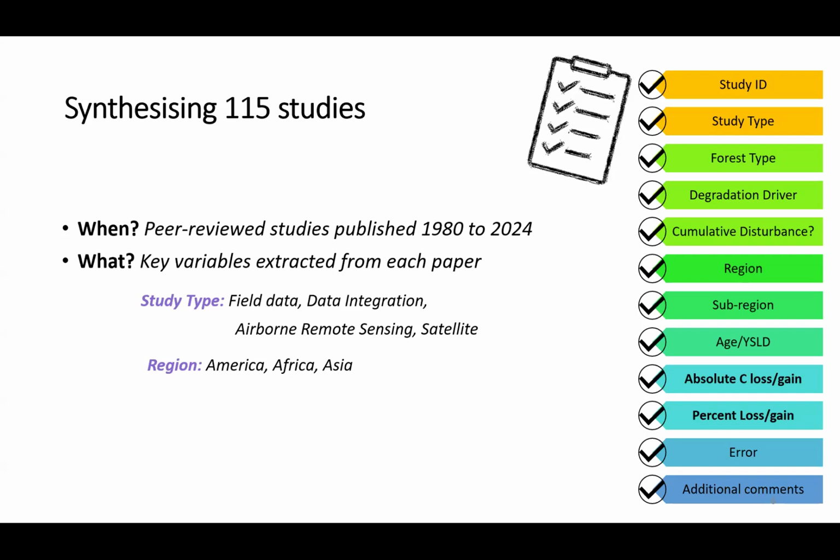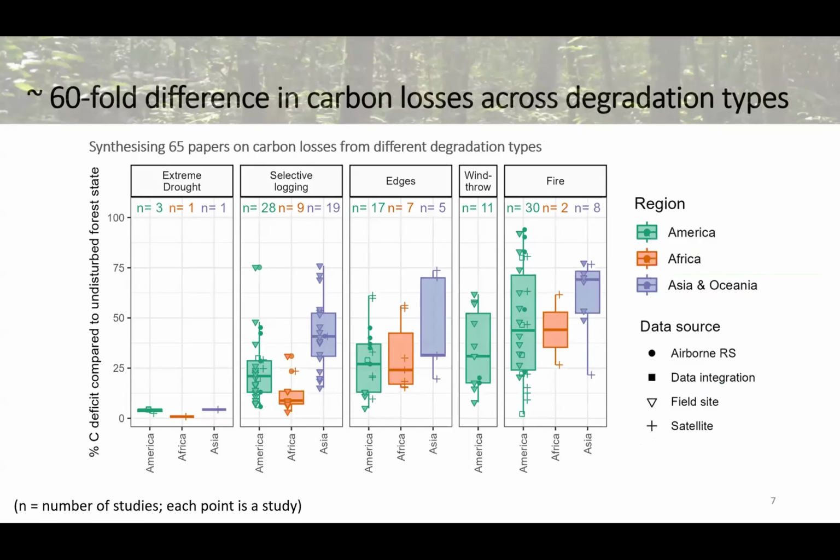We grouped our studies into 3 key regions. And then on the right here, I'm not sure if you can see my screen or my mouse, but on the right, we focused especially on absolute and percentage carbon losses and gains, as well as some of these other important variables that we extracted. So moving on to some of the results that we found: basically a 60-fold difference in the carbon losses across different degradation types, which you can see here on your screen, coming from low carbon deficit values all the way to higher, 100%.